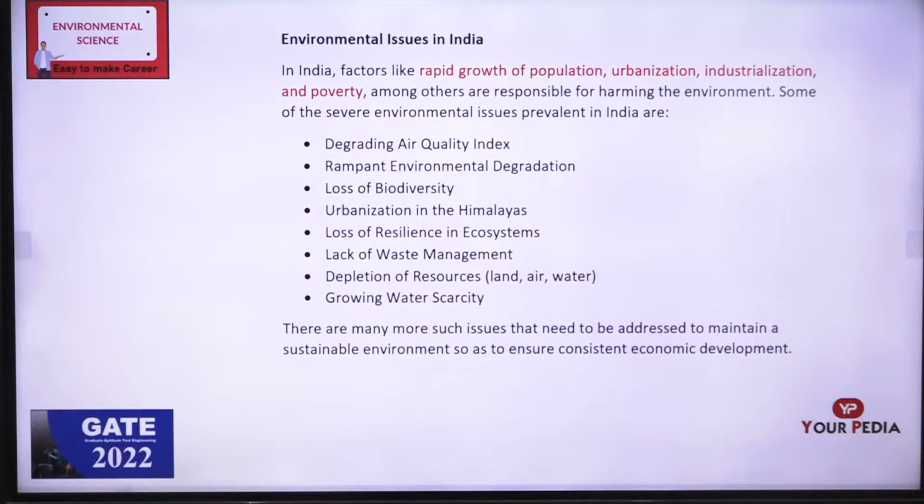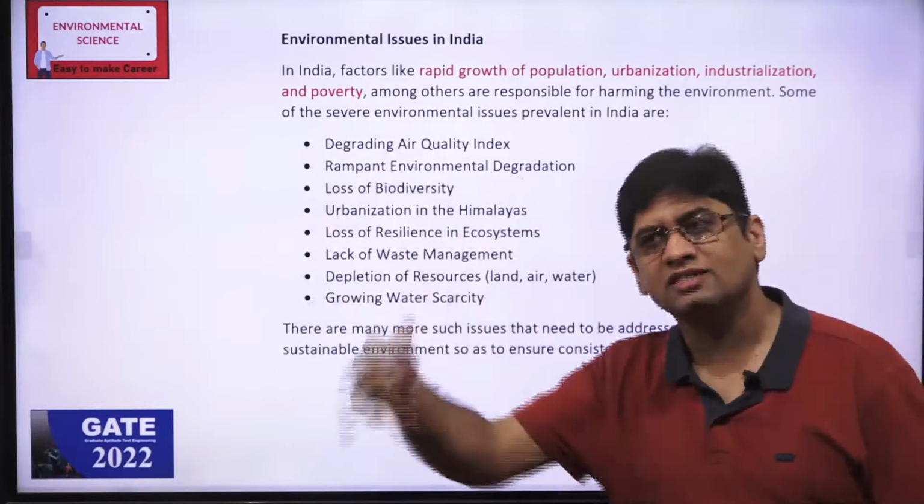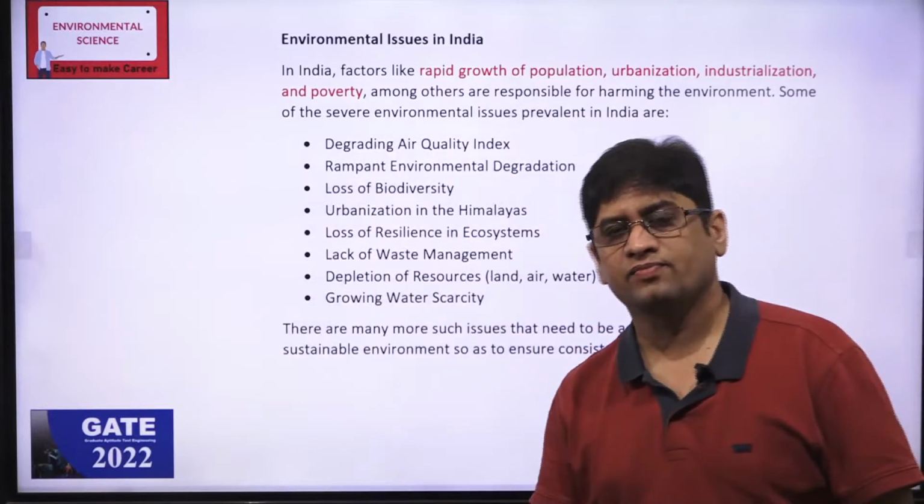Some of the severe environmental issues prevailing in India are air quality index, environmental degradation, loss of biodiversity, urbanization in Himalayas, loss of resilience in ecosystem, lack of waste management, depletion of the resources, and growing water scarcity. So you need to remember these points that are related to environmental degradation in India.